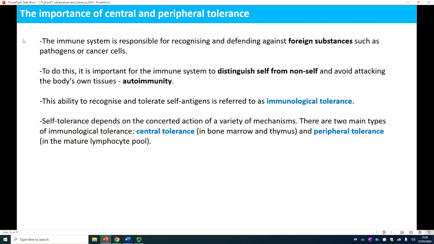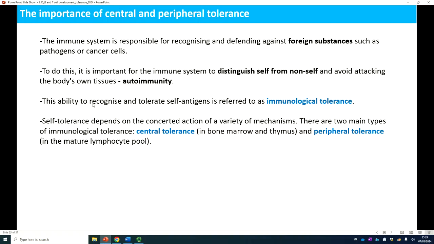As I mentioned before, central and peripheral tolerance are playing an important role within this whole process. Now, as you're well aware, it's the immune system that is responsible for defending your body against foreign substances or pathogens or even transformed malignant cells. The key to enabling this is being able to distinguish self from non-self, okay? But while doing that, you also need to avoid autoimmunity. So we need to do this whole process in order to prevent autoimmunity and recognizing our own self-antigen.